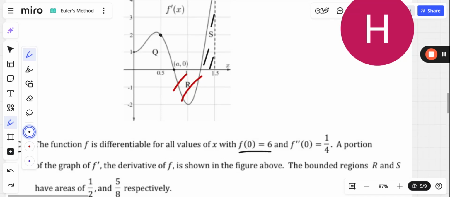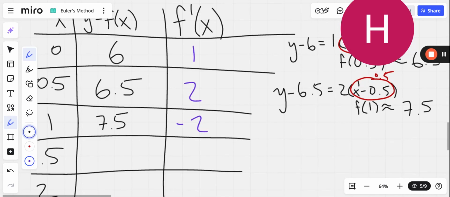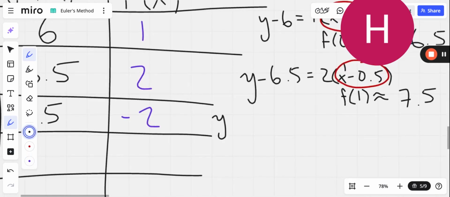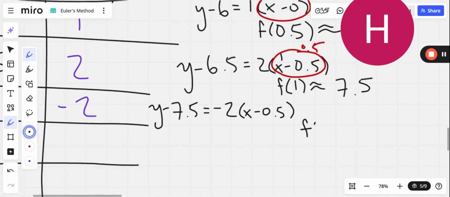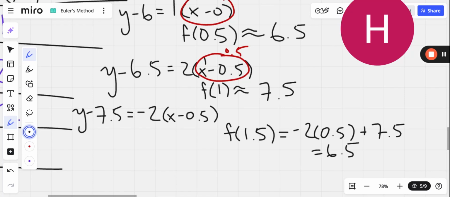Sorry, f prime of 1, that's what I mean. That's down here at negative 2. So we're going to say that the slope there is negative 2. And so the equation of our tangent line there is going to be y minus 7.5 equals negative 2 times x minus 0.5. And then when we try to approximate f of 1.5, this is going to become negative 2 times, again, 0.5 is the step, plus the previous value. So this is going to be back to 6.5.